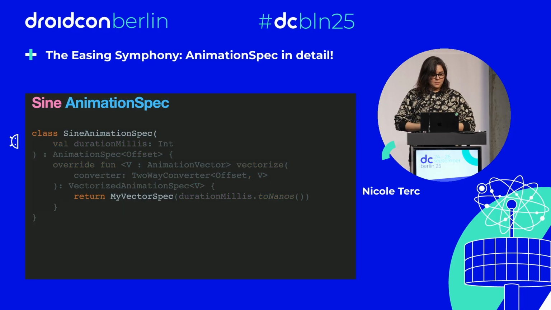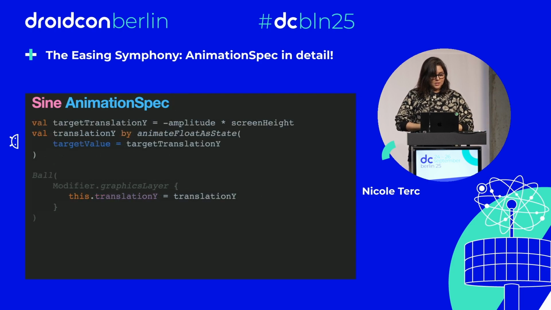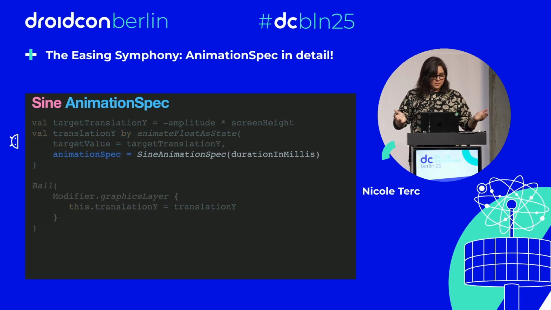Going back to our SineAnimationSpec, the only thing we need to do is create our SineAnimationSpec and return our vector spec. And that's it. We're done with our custom AnimationSpec. In order to use this, the only thing we need to do is go back to our previous animation and pass the value as any other AnimationSpec that we did.